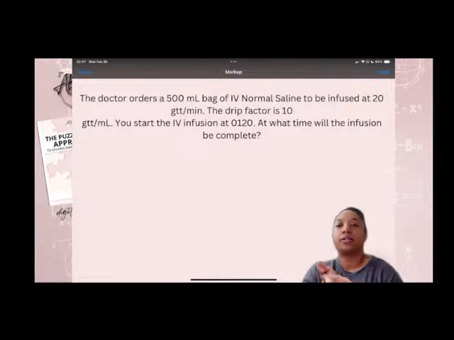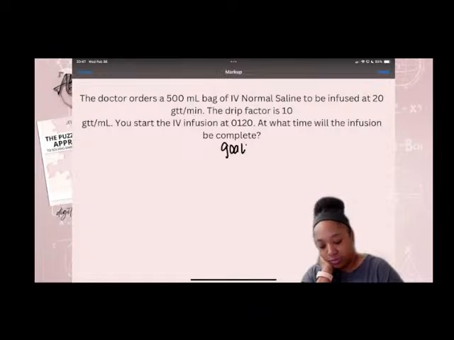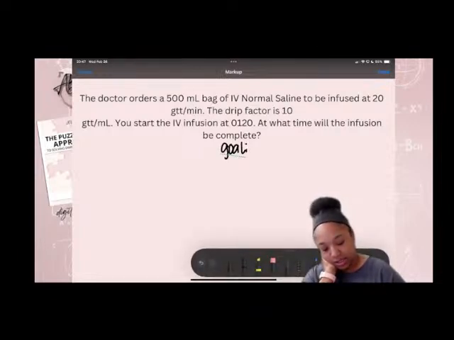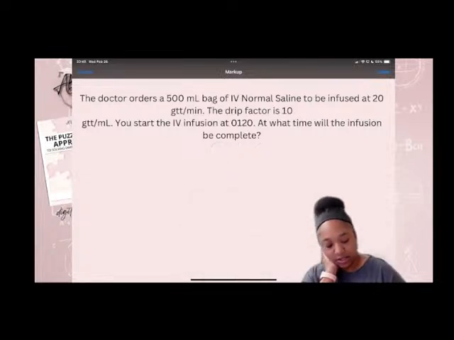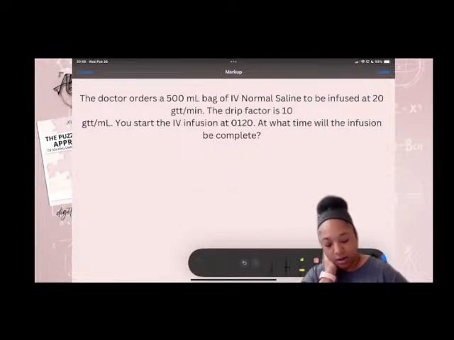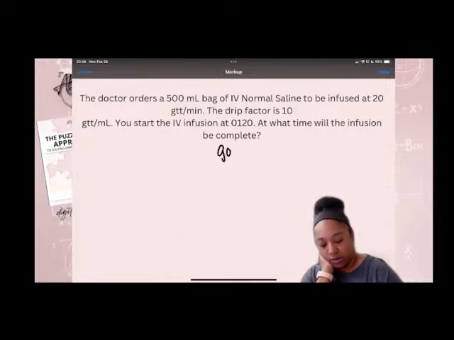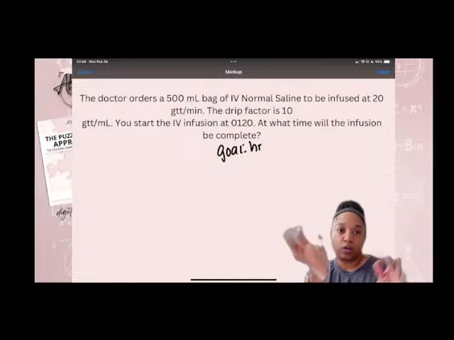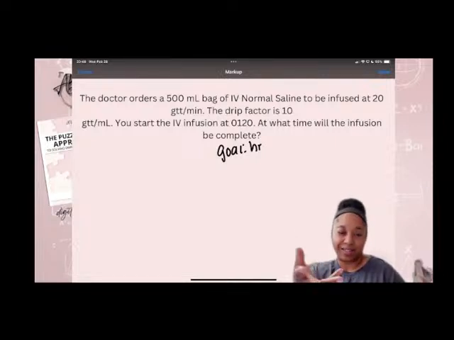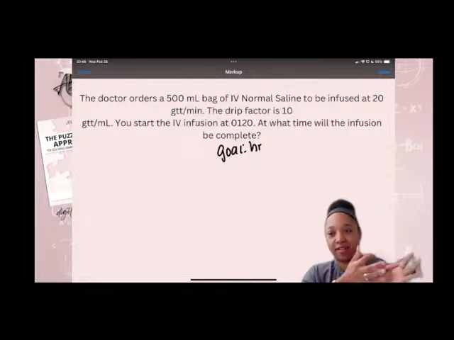All right, so boom, the goal. The goal here is to find the time. So our goal is going to be hours. Because when we get the answer, we're going to get a whole number and a decimal. The whole number is going to be the hours, and then the numbers behind the decimal will be your minutes.